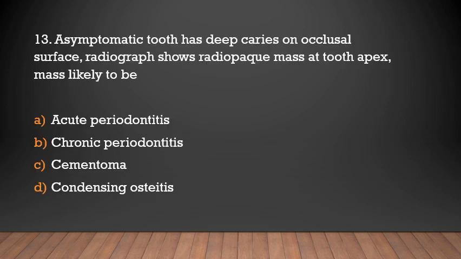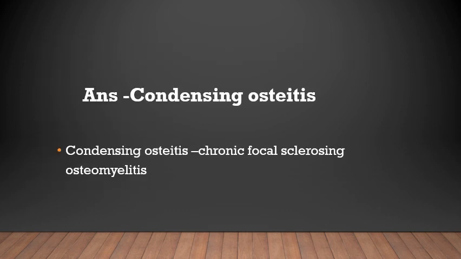An asymptomatic tooth has deep caries on the occlusal surface. Radiograph shows a radiopaque mass at the tooth apex. The mass is likely to be: acute periodontitis, chronic periodontitis, cementoma, or condensing osteitis? Condensing osteitis. Condensing osteitis is also known as chronic focal sclerosing osteomyelitis.